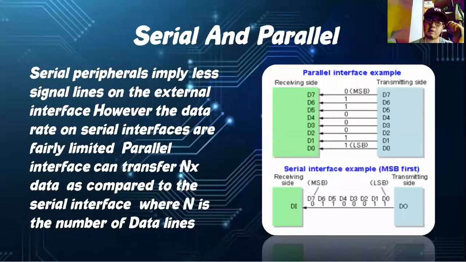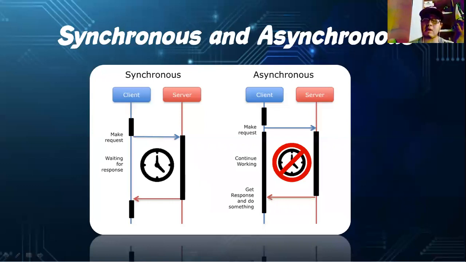The communication between peripherals also uses serial and parallel communication. Here we have some examples of how each one of them works. This is the parallel communication, and this is the serial communication. They also use synchronous and asynchronous communication. The synchronous communication is when the communication depends on the clock of the system, and the asynchronous communication doesn't depend on the clock of the system.